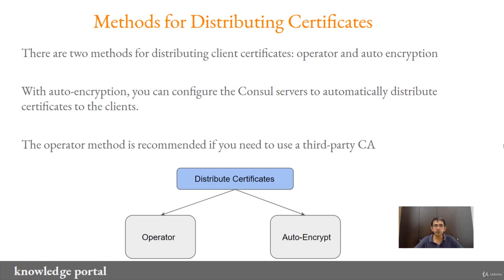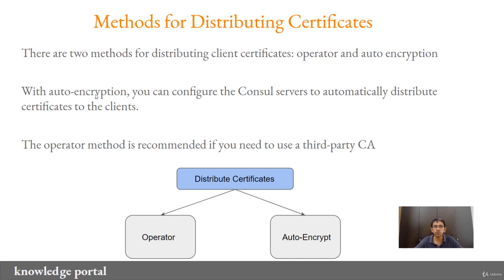Now there are a few more important pointers that we should know related to the methods of distributing the certificate. So there are two primary methods of distributing the client certificates. If you remember, in today's video we generated the server certificate, but we never generated the client certificate. So based on the method, the approach would differ. So there are two methods, one is the operator and second is auto encryption.